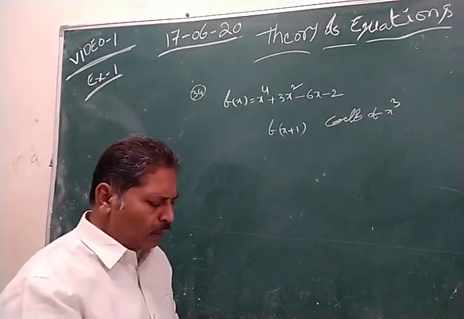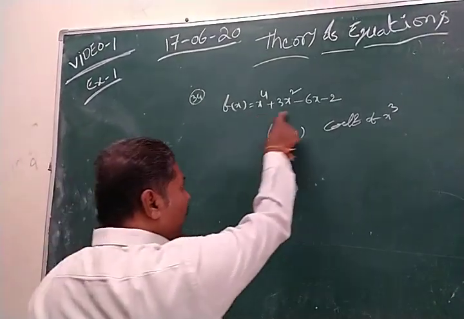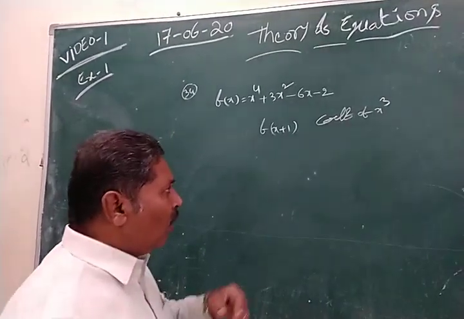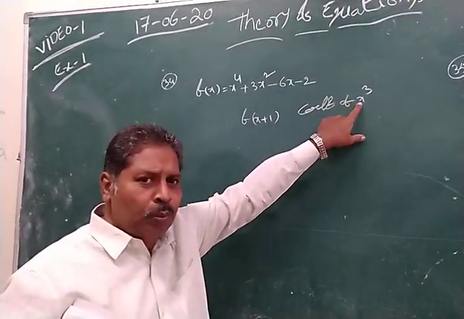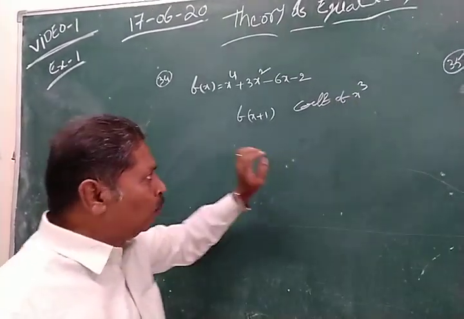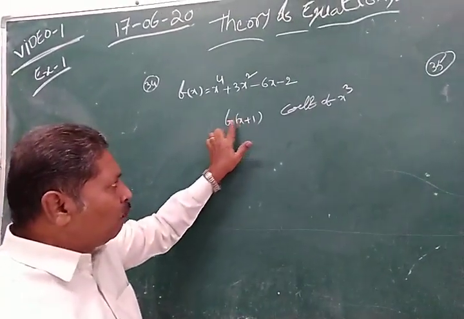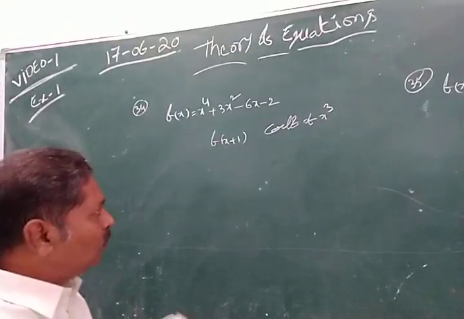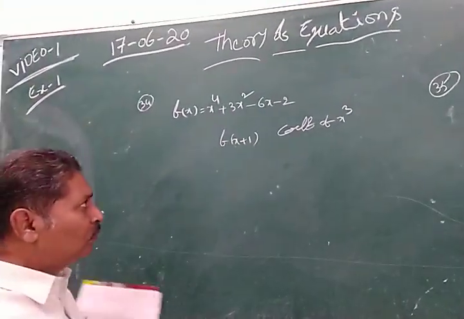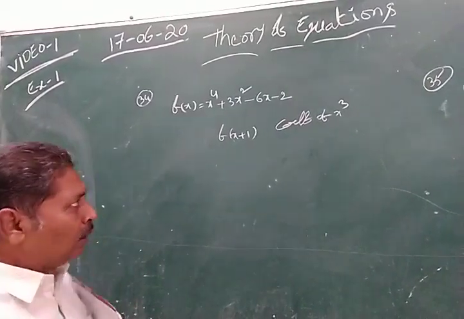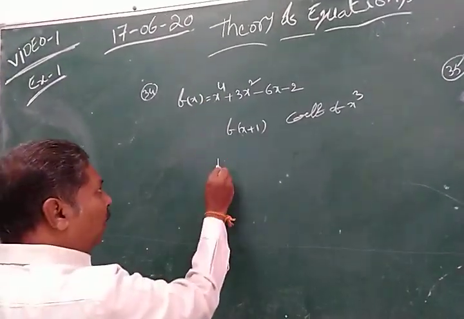f of x equal to this one. Find the coefficient of x cube in f of x plus 1. So, we want f of x plus 1 by using the synthetic division.